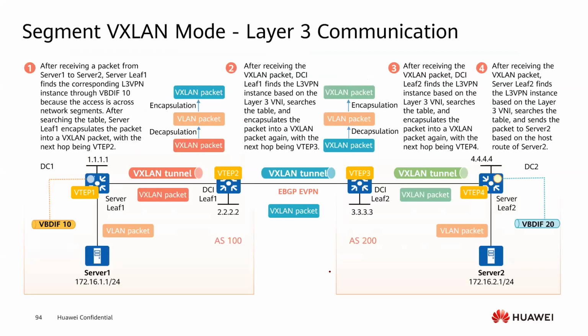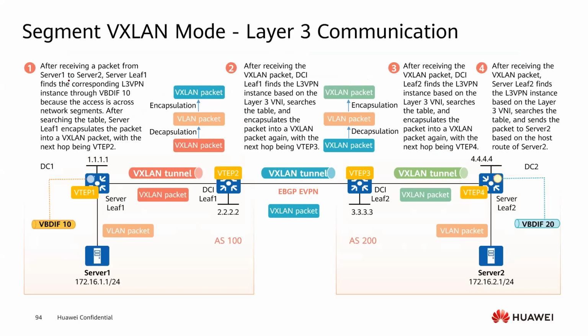And now you can look. It is the segment VXLAN mode, but it is for the level 3 communications. For the level 2, it will be slightly different. First, you will find that VTEP 1 receives a packet from server 1, and it is sent to server 2.